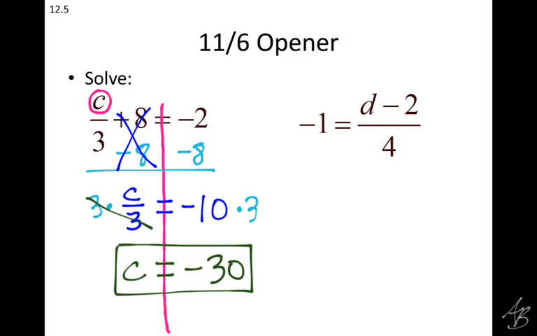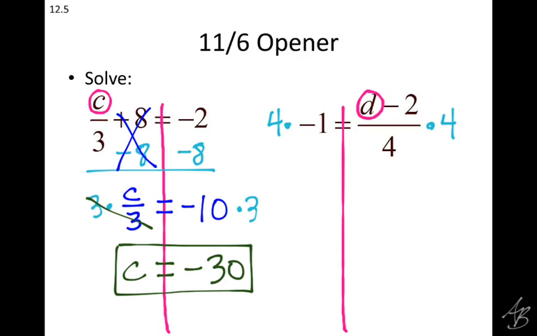Okay, last one. Solving for D this time. So we'll circle that, draw our line of equality. And what do we get rid of first this time, the 2 or the 4? The 4. So even though the D minus 2, we usually get rid of subtraction first, that D minus 2 is in the top part of the fraction, so we have to get rid of the fraction. So we're going to do that by multiplying by 4. So multiply by 4 on both sides.